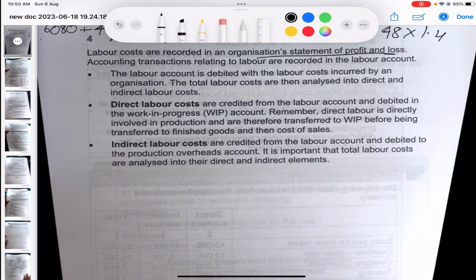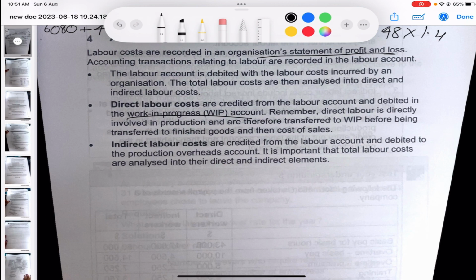So direct labor costs are credited from the labor account and debited in the work in progress. So whatever are your direct labor costs, they are debited to the work in progress account. Keep that in mind. Direct labor is directly involved in production, right? So that's why we are debiting it to the work in progress account.